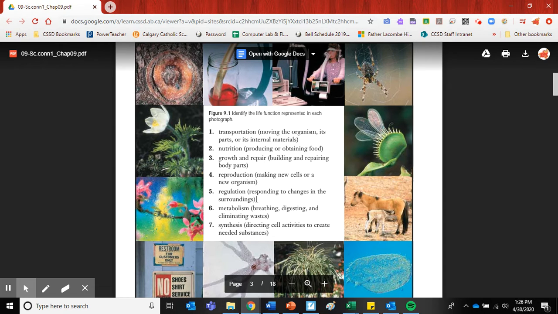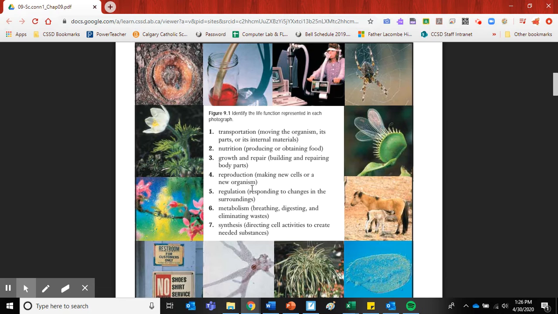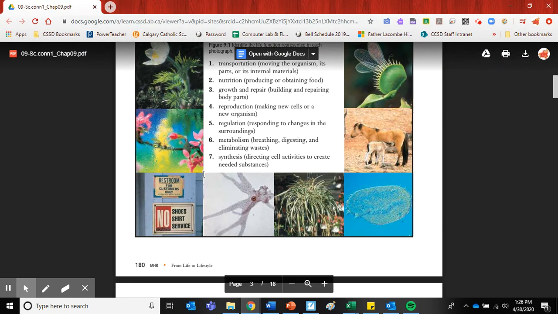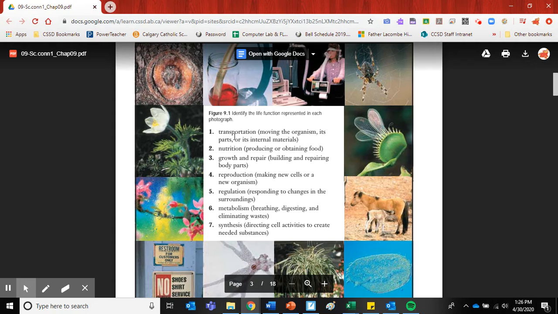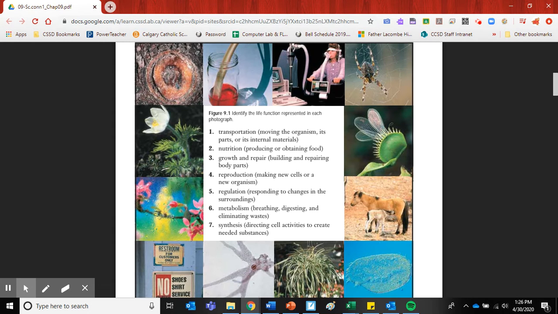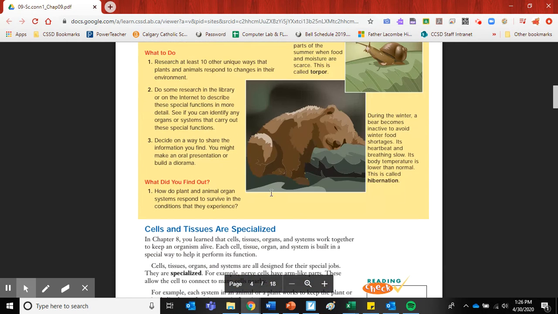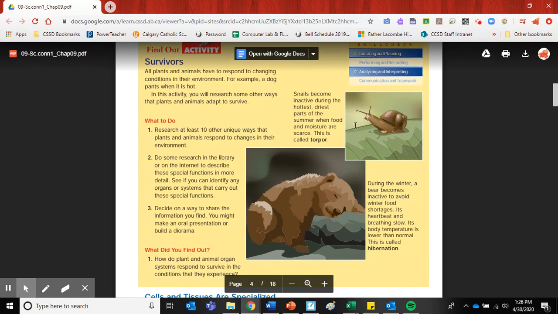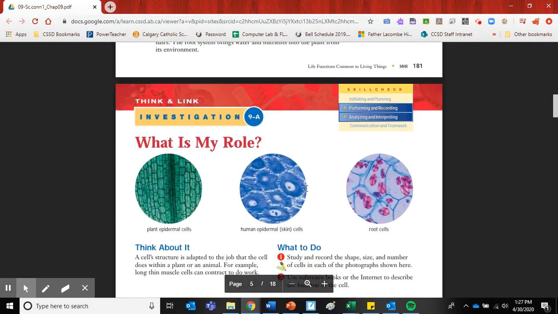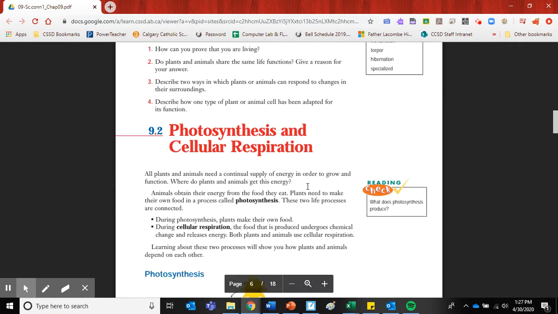What about this spider making a spider web? Well, what are they doing? Is it for nutrition or is it doing something else? Are they moving around, or are they synthesizing something and creating something that they need? A lot of these images will have multiple life functions depending on how you see it. As long as you can understand how these life functions are represented in these photographs. Perfect. There we see our bears going through hibernation and our snails through torpor. There is the first part of our Chapter 9.